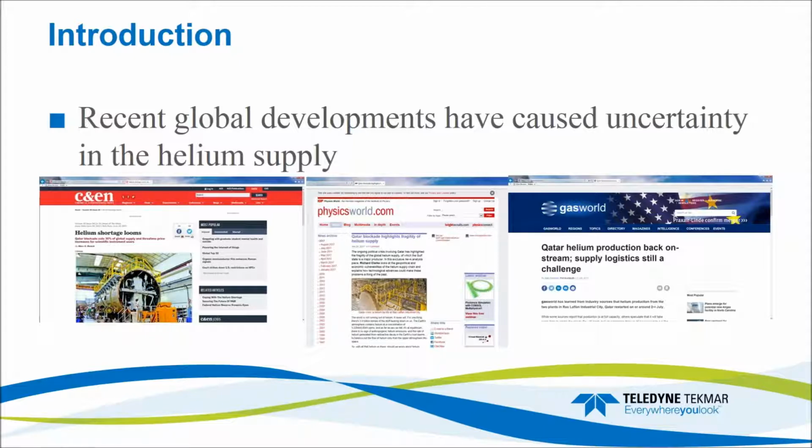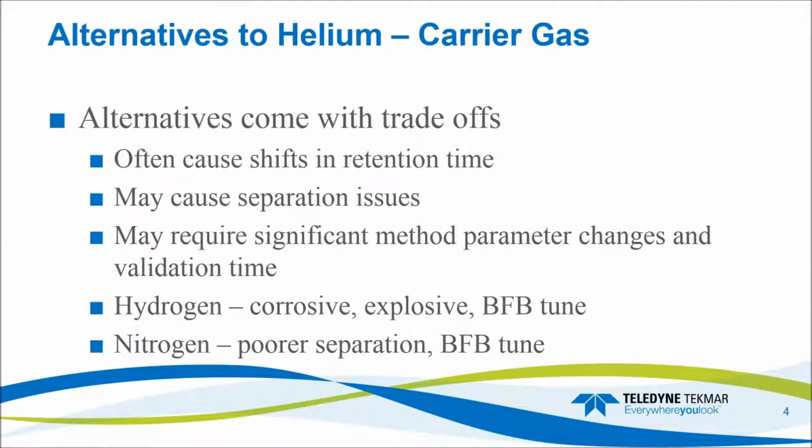So this has caused a hiccup in the supply and may continue to cause issues with timely supply and or the cost of helium. So what can we do to either buffer ourselves against a potential shortage or simply to reduce costs in an uncertain helium world? Well, we have two main uses of helium in our purge and trap analysis. First being the carrier gas of the GC. So we could start here and we could look at alternative carrier gases.